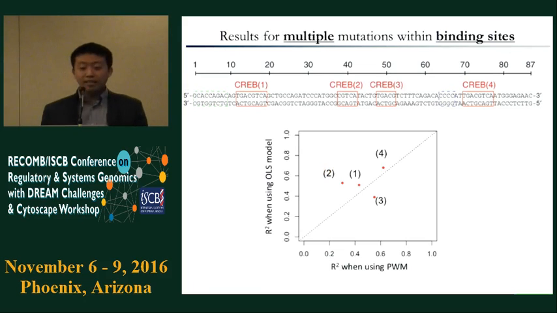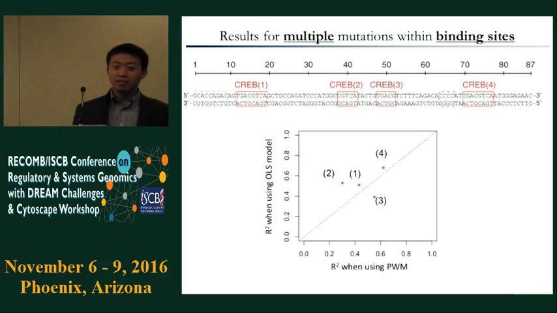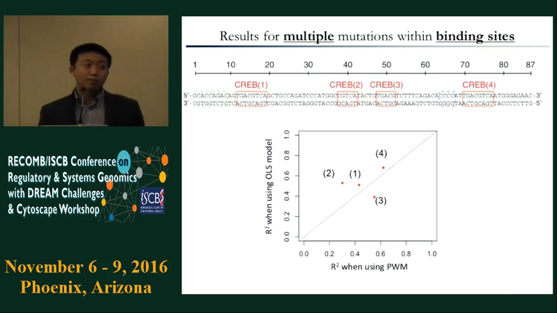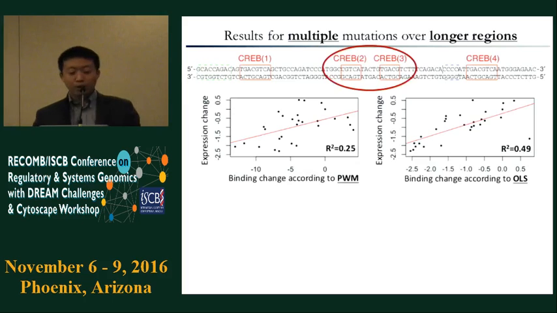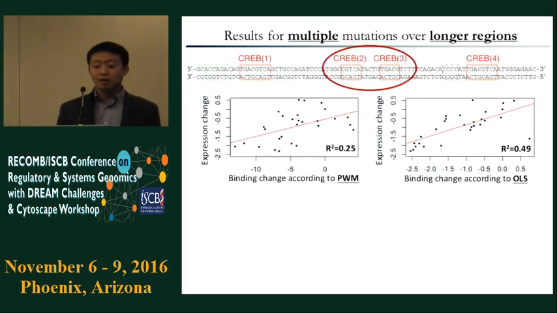Next, we are looking at multiple mutations. So now it's not a single mutation, but 2 or more mutations in the putative binding sites. And also we can see that generally speaking, we are doing better than PWM. And what our model does even better is if we look at a longer region.